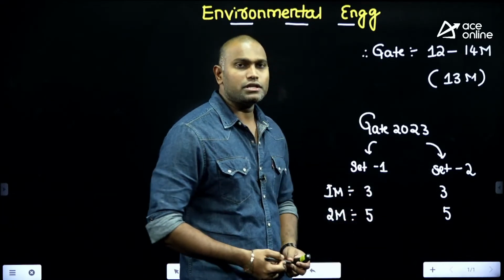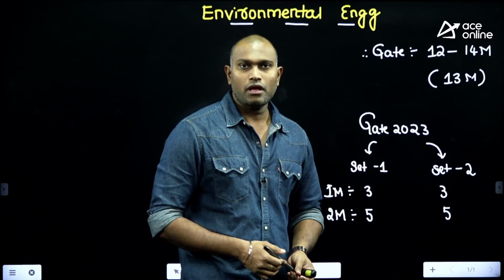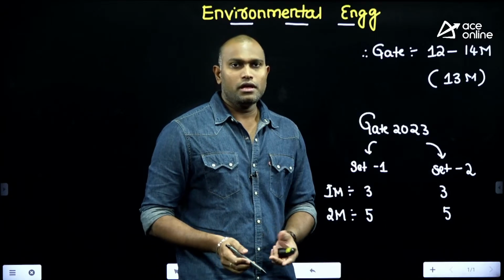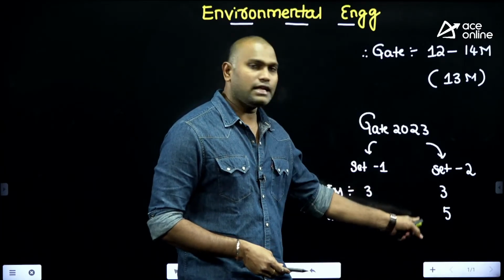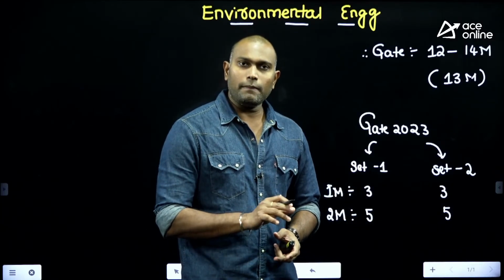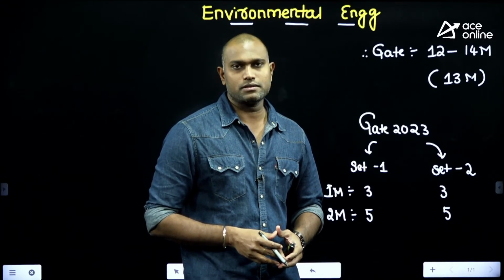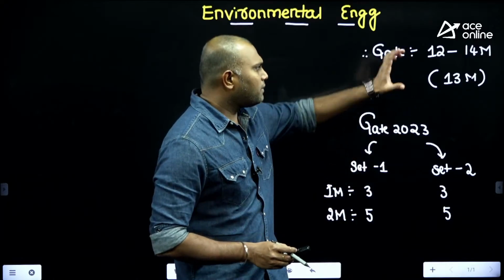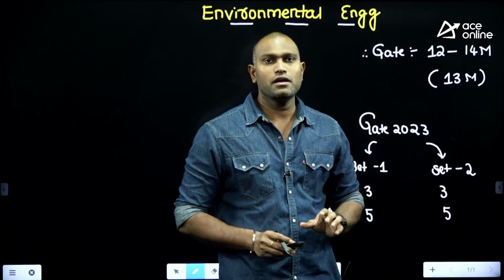Not only 2023, the same pattern happened in GATE 2022. And in GATE 2021, in set 1 we got 14 marks, and in set 2, 13 marks. In GATE 2020, in one paper we got 12 marks and in another paper we got 14 marks. So the minimum is 12, the maximum is 14, with an average of 13 marks.